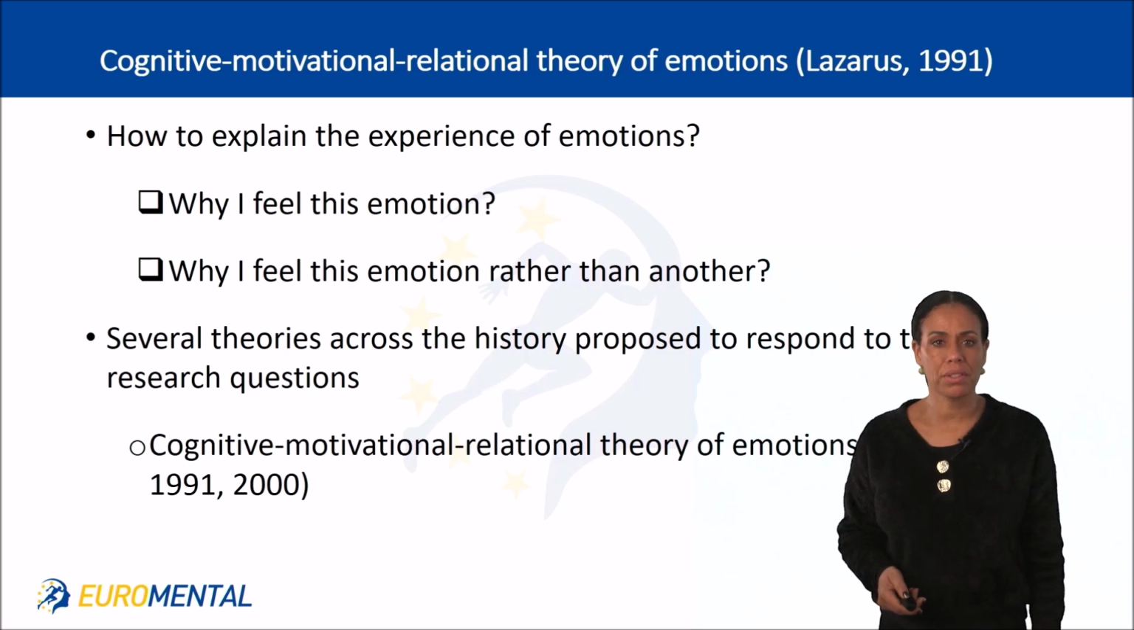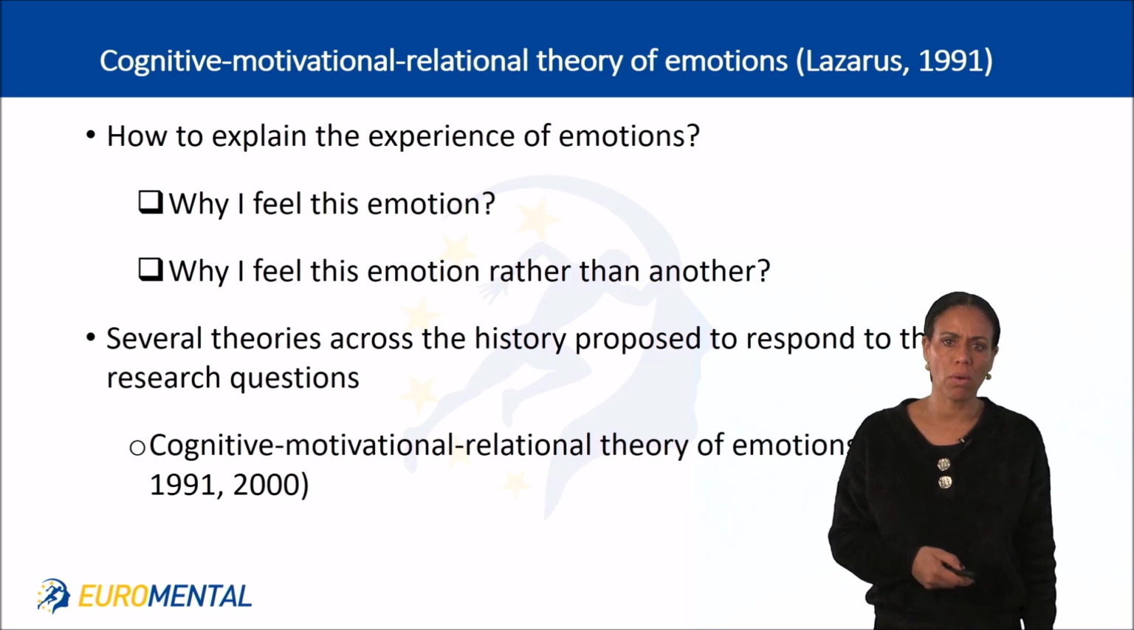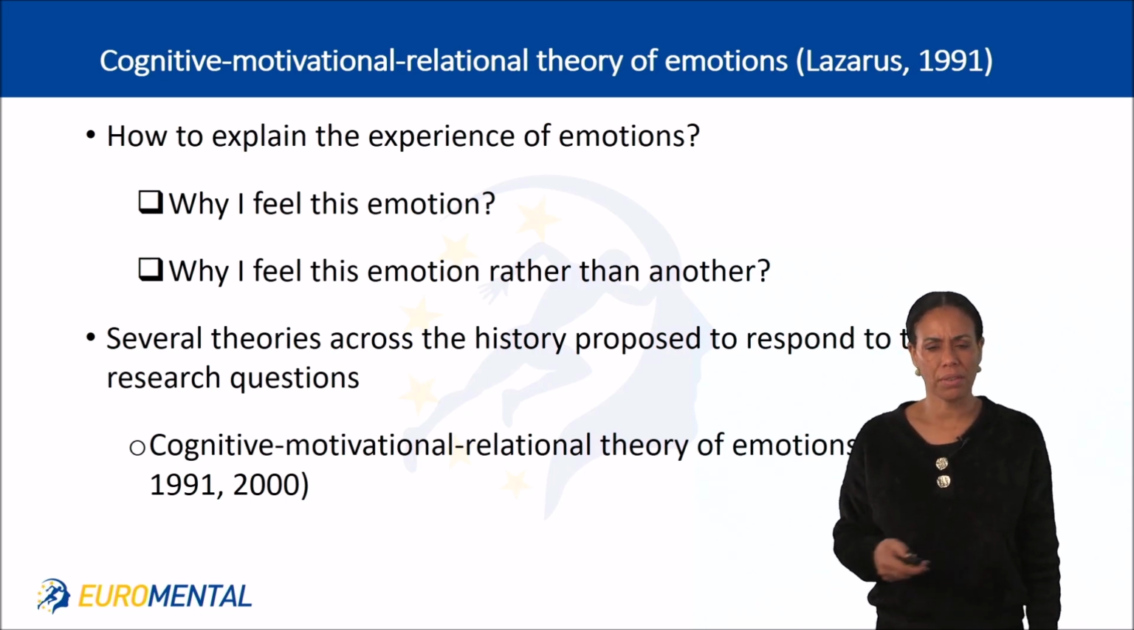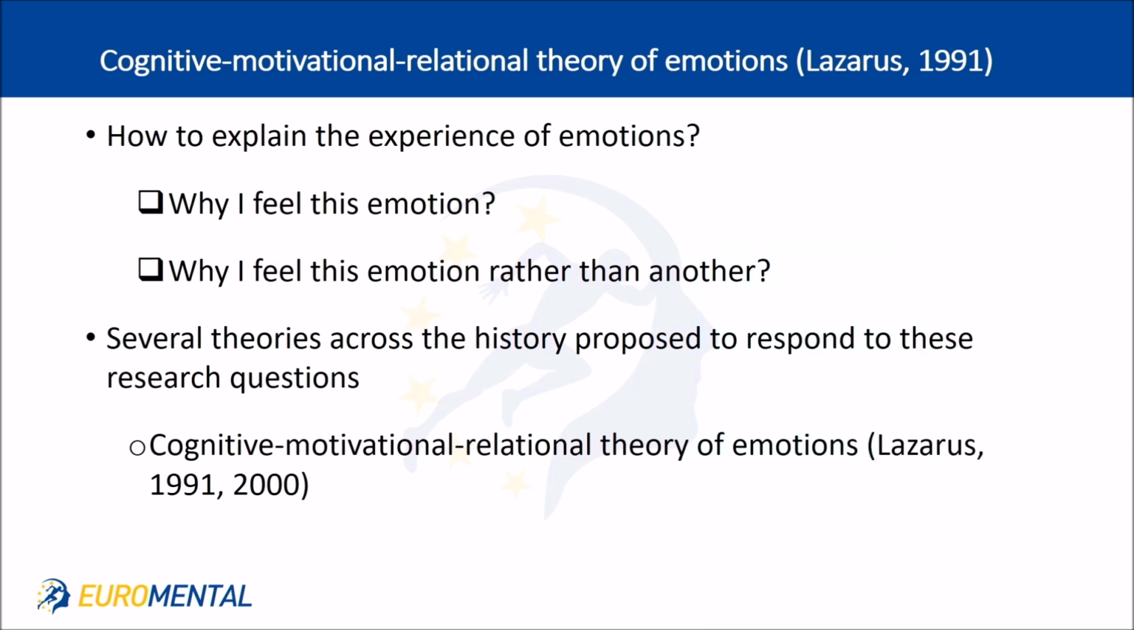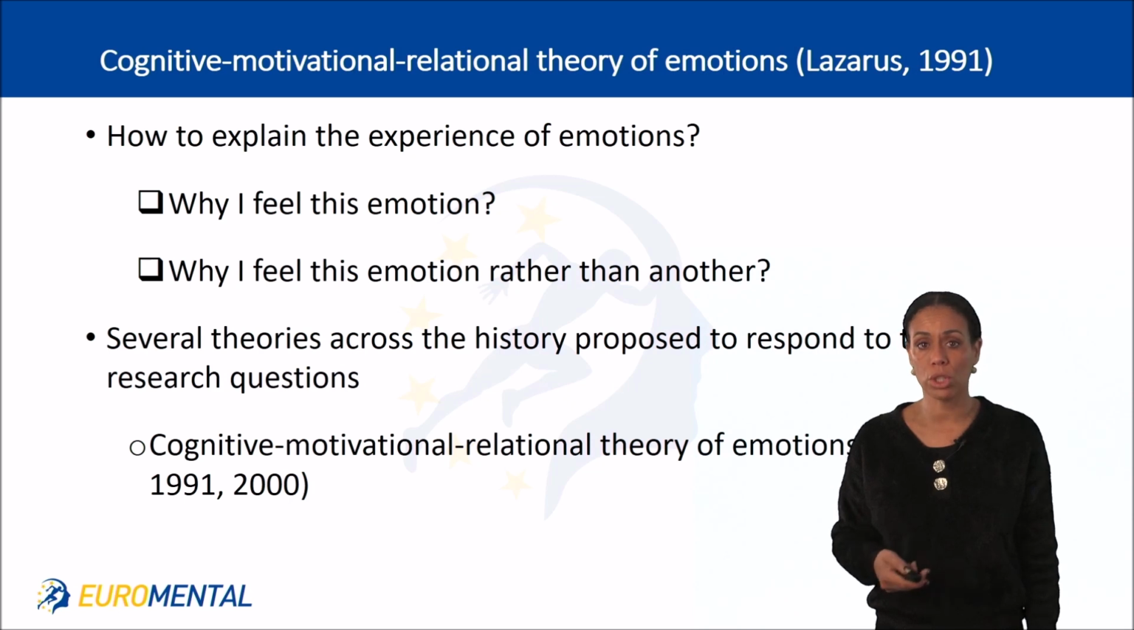Researchers try to understand how to explain the experience of emotion. In other words, for example, why do I feel anxiety in this situation, and why do I feel anxiety rather than anger or dejection? Although several theories across history propose to respond to this research question, the most acknowledged theory in sports psychology is the cognitive motivational relational theory of emotion. This theory has been specifically adapted to the sporting context by Lazarus, even if this theory is used in a wide range of other contexts such as health, work, or school.